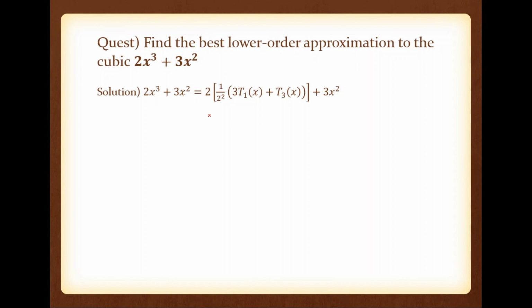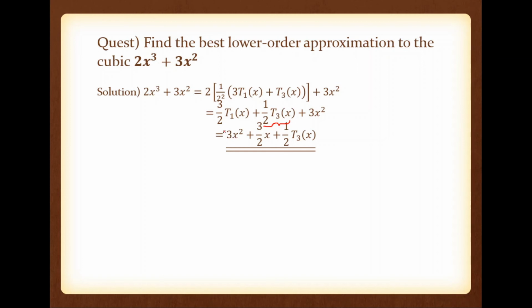What we have? We have 1, 2 and 1, 2 are cancelled here. So we have 3 by 2 T1 of x plus 1 by 2 T3 of x plus 3x square. Is it okay? Okay. Now here you can see that this is the largest Chebyshev polynomial. So except this largest Chebyshev polynomial, replace the remaining back to x term. So what is T1 of x? T1 of x is x.